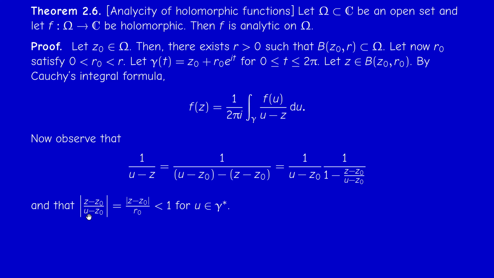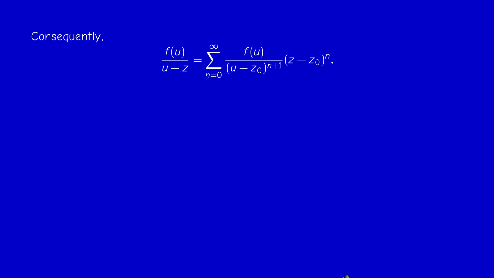Why? Because u should be in gamma star, so on the circle. So the distance to the center is r0. So this is just the modulus of z minus z0 over r0. But z is in B(z0, r0), so the modulus of z minus z0 is less than r0 strictly. So the ratio is less than 1. Therefore, we can expand in a geometric series, but we have to put n plus 1 here because we have this constant. And we just multiply by f now.